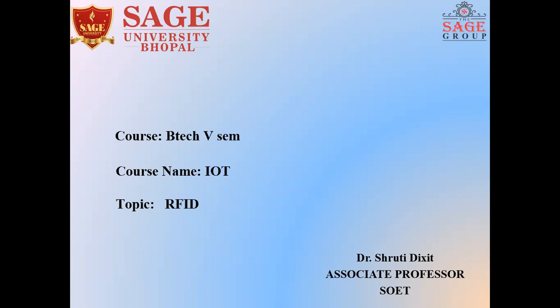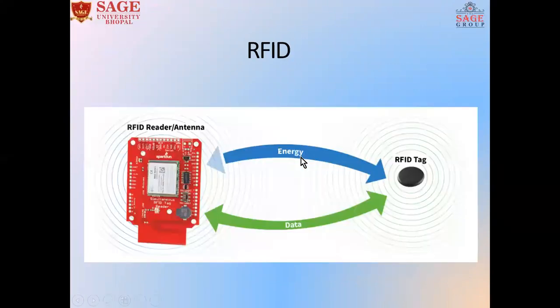Today our topic of discussion is radio frequency identification, that is RFID. Course name is Internet of Things. In RFID, two important components we have to discuss here: RFID reader as well as RFID tag. How the communication will be established between these two components, RFID reader as well as RFID tag.